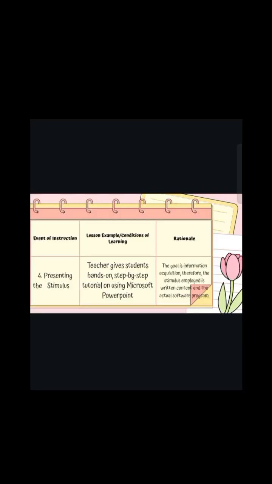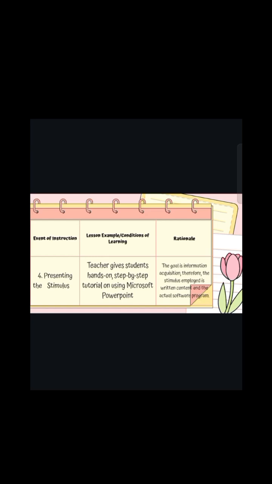The fourth event of instruction is presenting the stimulus. Presenting the stimulus is the part where the teacher presents the content that the students are expected to learn. Lesson example or conditions of learning. The teacher gives students a hands-on or step-by-step tutorial on using Microsoft PowerPoint. Rationale. The goal is information acquisition, therefore the stimulus employed is written content and the actual software program.